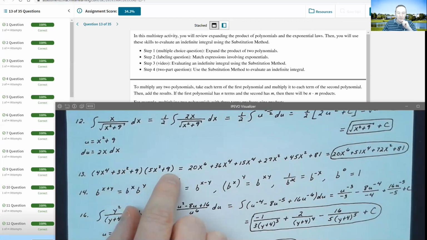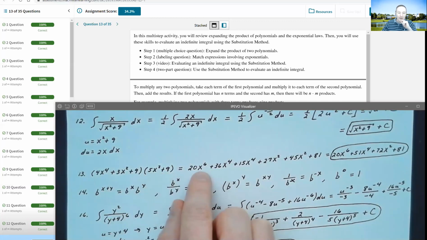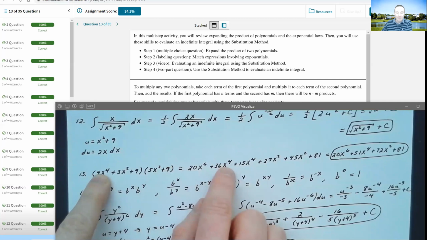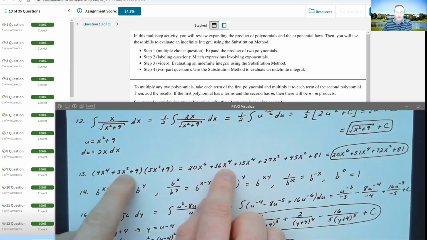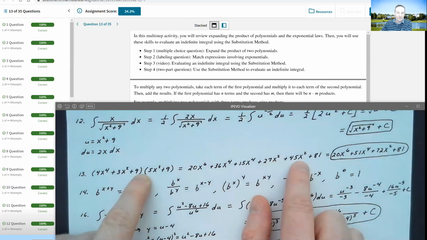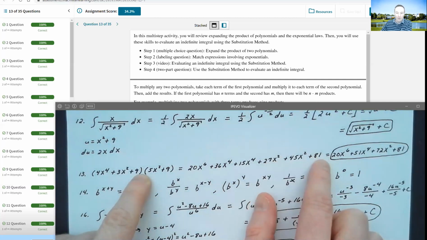So when I'm multiplying that out, I'll get my 20x to the 6th by multiplying these. When I multiply the 4x to the 4th times 9, I get my 36x to the 4th. Distribute through the 3x squared, you'll get 15x to the 4th plus 27x squared. Distribute through the 9, and you'll get your 45x squared plus 81.